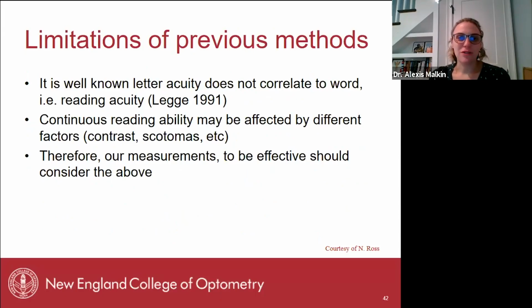So as I mentioned, there were some limitations to the previous methods. We know that letter acuity doesn't correlate to word or reading acuity. Continuous reading ability can be affected by scotomas and contrast and other factors. And so we need to really consider those things as we go forward with what we're prescribing for the patient.